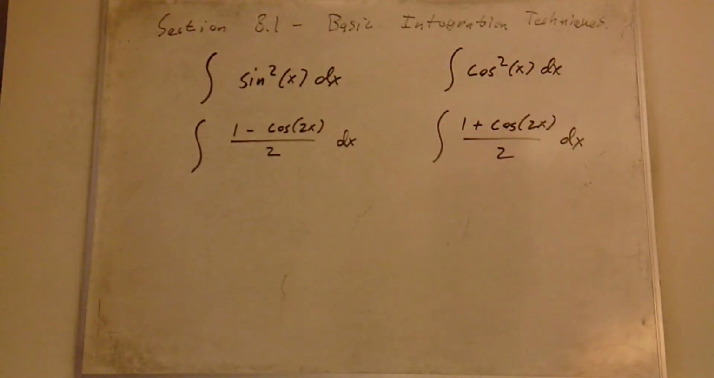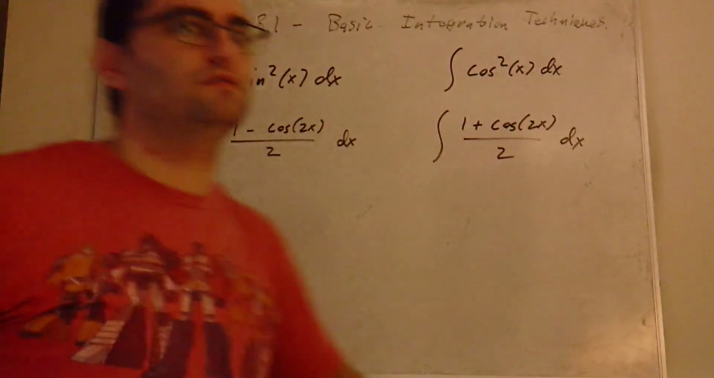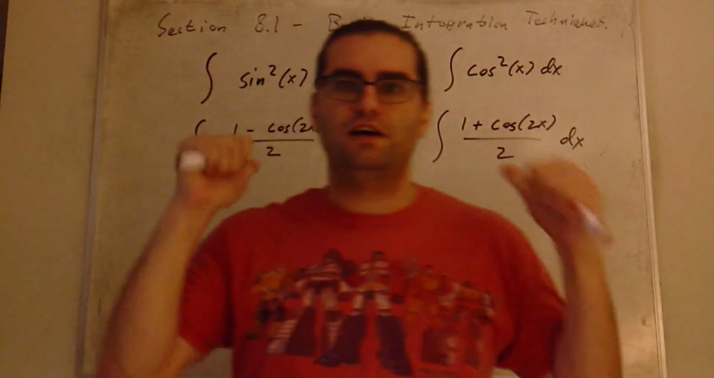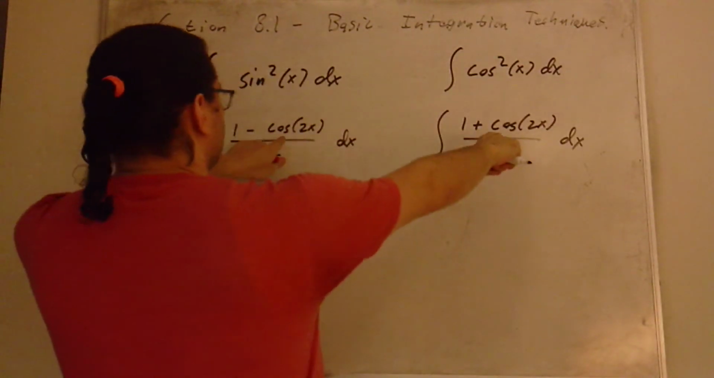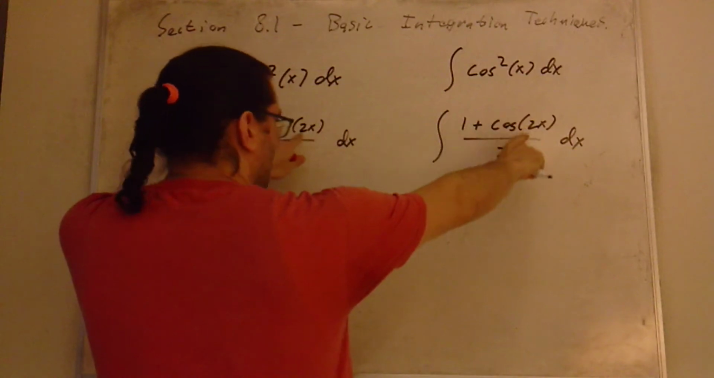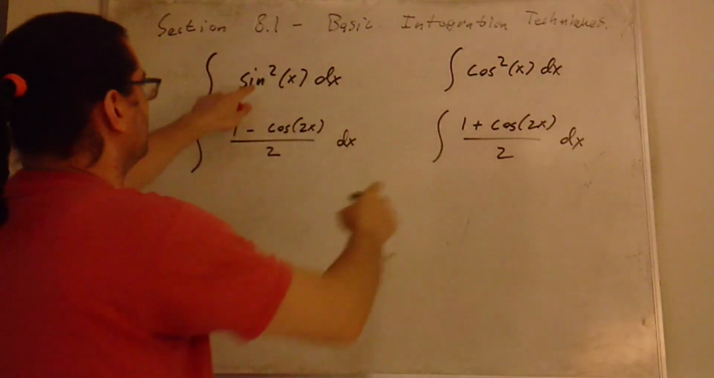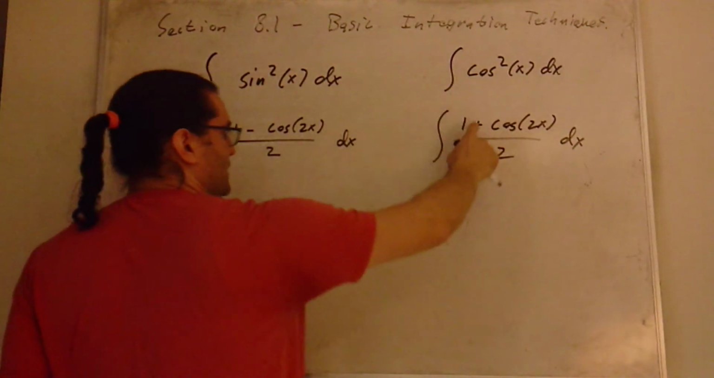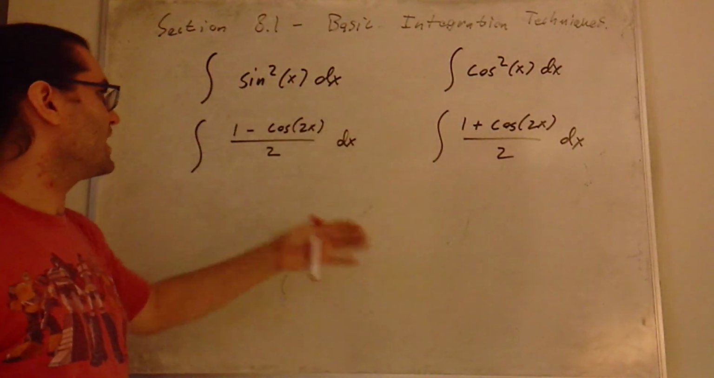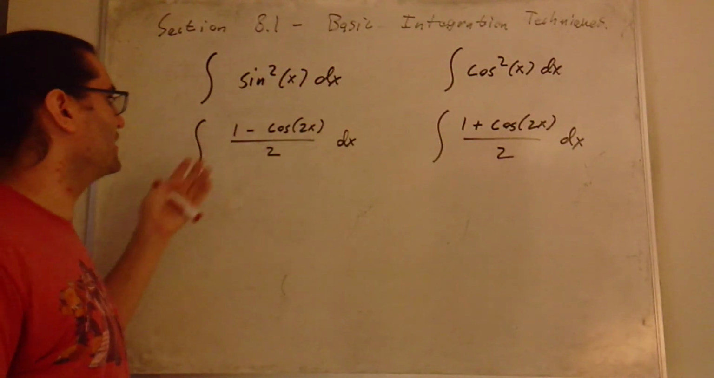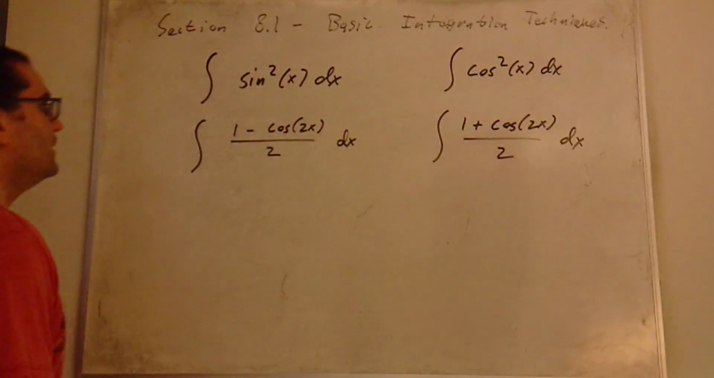Yes! A 30-second Google of half angle formulas has confirmed that this is correct. Sine squared and cosine squared both turn into 1 plus or minus cosine 2x over 2. Sine uses a negative sign, cosine uses a plus sign. So, these are the half angle formulas, and these will let us integrate this stuff really quickly.